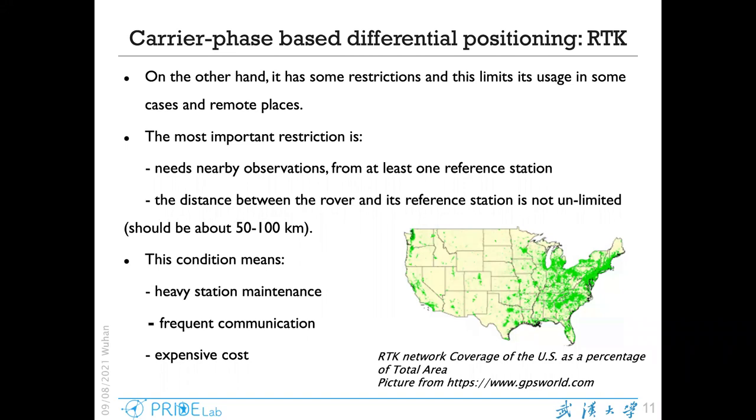For example, to achieve centimeter level positioning in real time within a few seconds, you need to have a nearby station within 30 kilometers. So the outcome is you will have heavy station maintenance and frequent communication between your user stations and the service providers. And then that will increase the cost for logistic infrastructure.